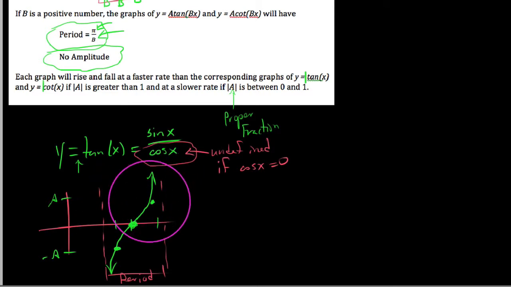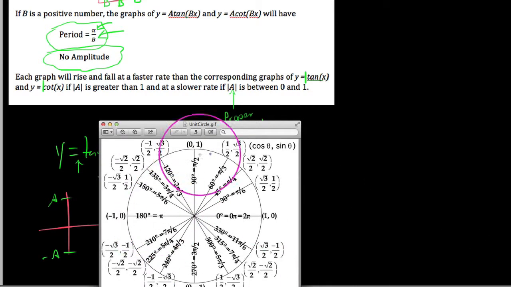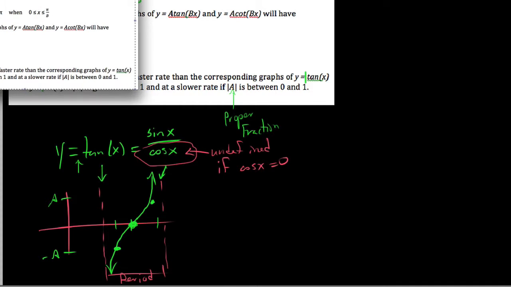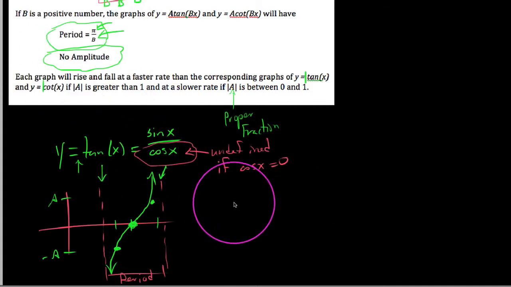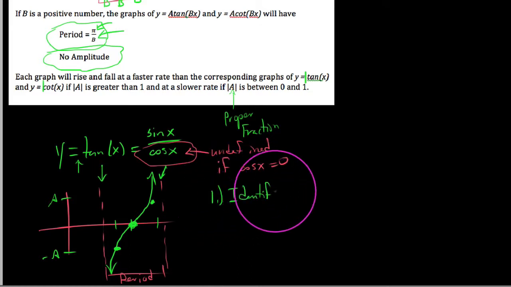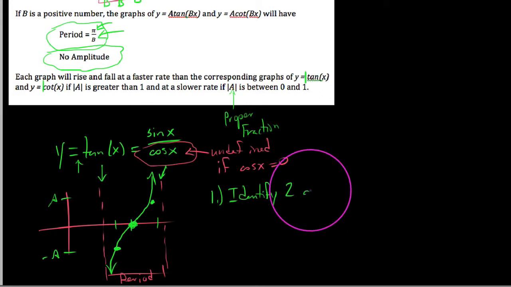But what I want to point out is this: the graph of tangent is going to be undefined here and here, wherever cosine of x equals 0. So maybe we take a look at our unit circle here. Where is cosine of x equal to 0? If cosine values are x values, then cosine of x would be 0 at pi halves, and 3 pi halves, and even negative pi halves. So I want us to make a note of this. In order to graph y equals tangent x, step 1, identify two consecutive asymptotes.